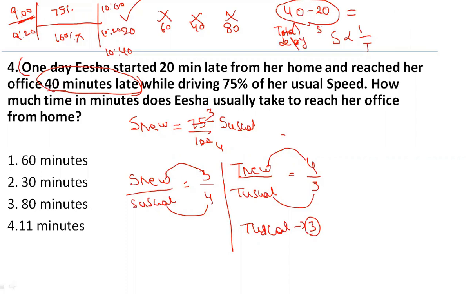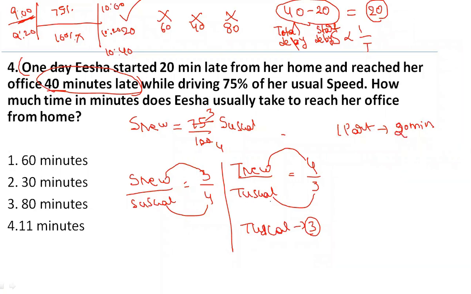This is a start delay, right? So this start delay will not have an effect on the journey. So this 20 minutes of lateness has happened because she decreased her speed. That's the reason I can say that the difference between new time and usual time is nothing but 20 minutes only. So one part, 4 minus 3, 4 and 3 here, right? One part equals 20 minutes.